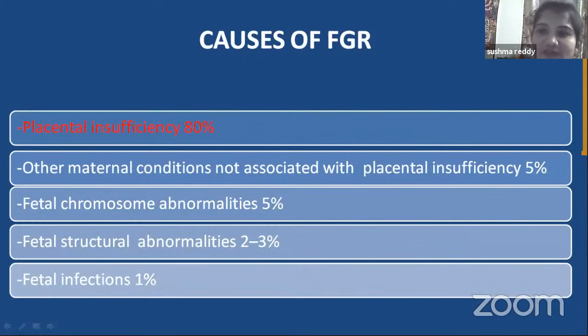Coming to causes of fetal growth restriction, though there are various causes, placental insufficiency is the major cause of fetal growth restriction, contributing to more than 80% of causes. Other causes are chromosomal abnormalities, fetal structural abnormalities, fetal infections, and other maternal conditions. We are going to deal today with placental insufficiency, which is causing fetal growth restriction. By diagnosing these fetuses and managing them properly, we can reduce stillbirth rate and IUD rate.